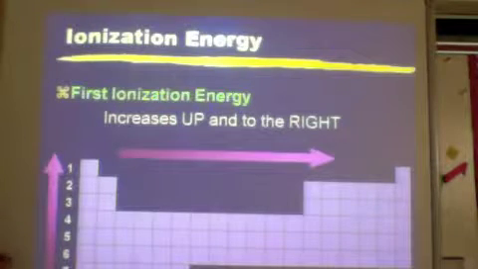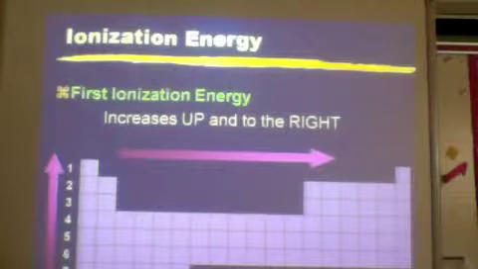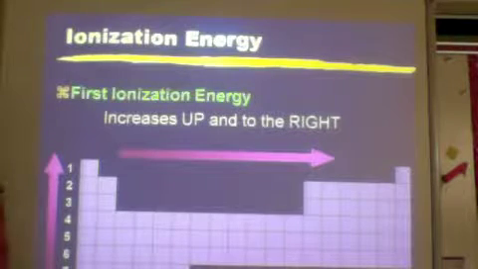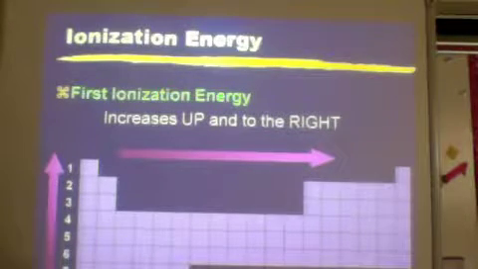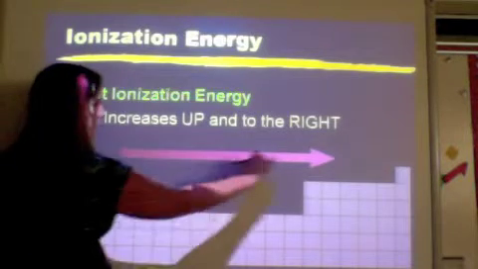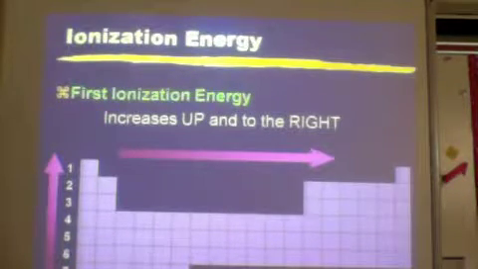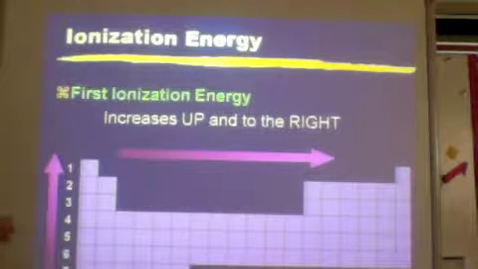In your notes you have a rectangle beside ionization energy. You need to draw these arrows showing that ionization energy increases up and to the right. These rectangles will help you decide the answers to the next question.